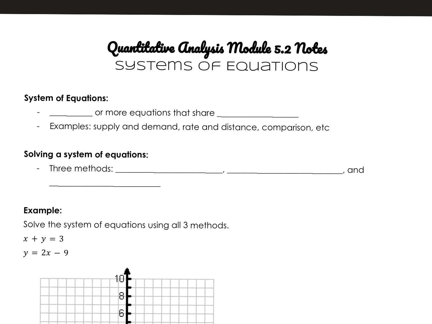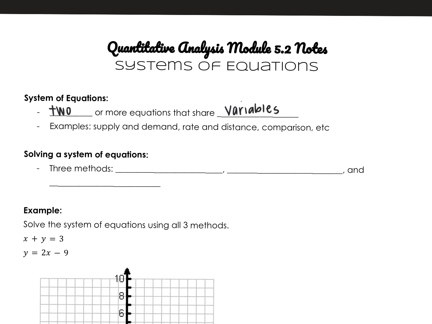In section 2, we're going to look at an introduction to systems of equations. So we've talked about modeling a scenario with a linear equation. Now we're going to talk about a system, which is going to have two or more. So a system of equations is two or more equations that share variables.